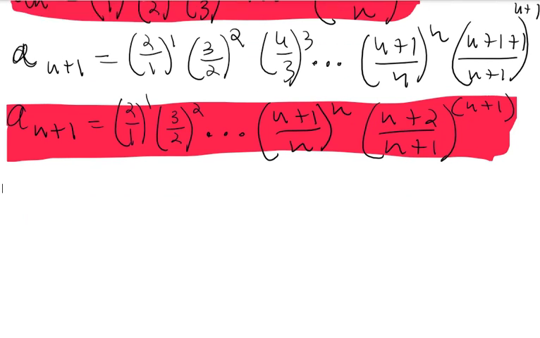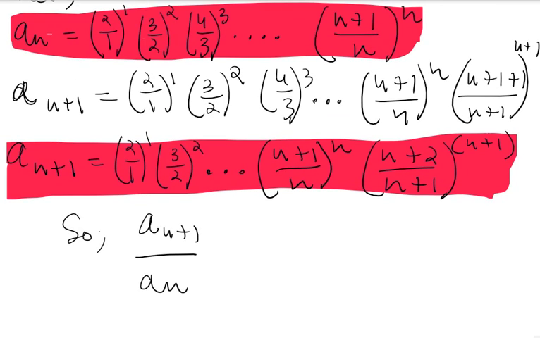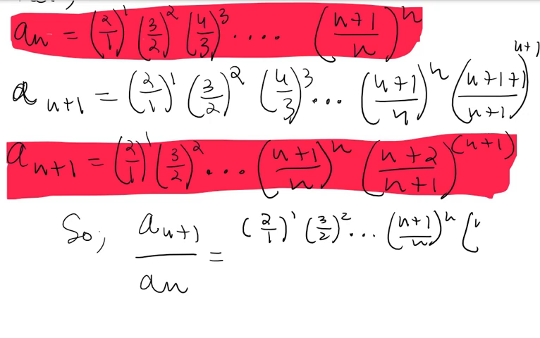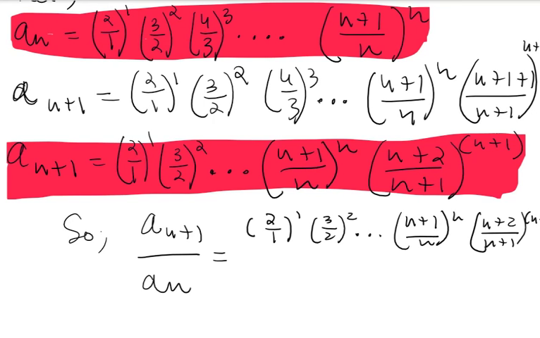So let's write it: a n plus 1 divided by a n. What is a n plus 1? A n plus 1 is this whole thing. So that will be 2 by 1 to the power 1, 3 by 2 to the power 2, dot dot dot, n plus 1 divided by n whole to the power n, and n plus 2 divided by n plus 1 whole to the power n plus 1.